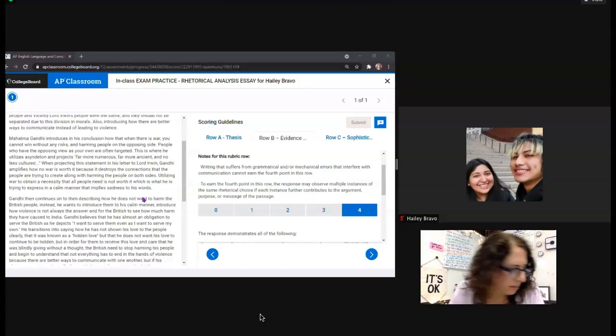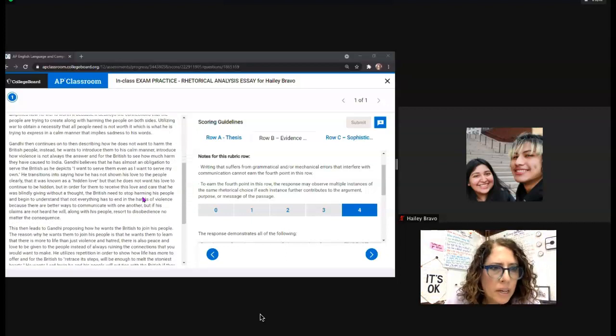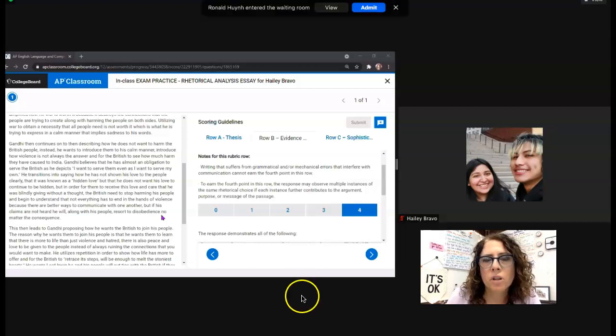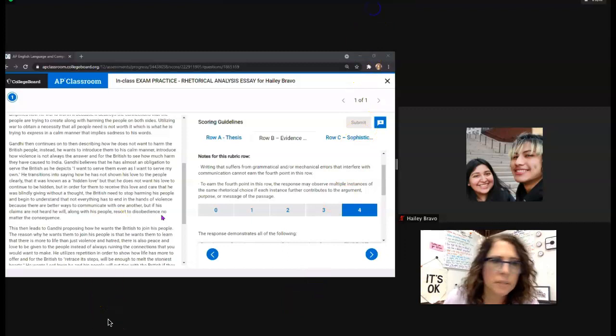Let's just quickly look at her second one. Gandhi then continues. Great transition. You don't have to have that, but that's an excellent transition. Gandhi then continues on to describing how he does not want to harm the British people. Instead, he wants to introduce them to his calm manner, introduce how violence is not always the answer, and for the British to see how much harm they have caused to India. My grammatical feedback to her is to put some commas in, or put a period in here, to split. It's too long for the reader. So try to split it some way, or use a semicolon somewhere, or a dash.